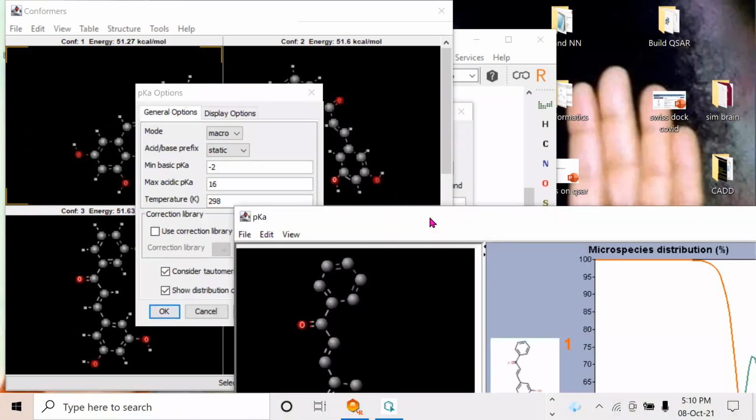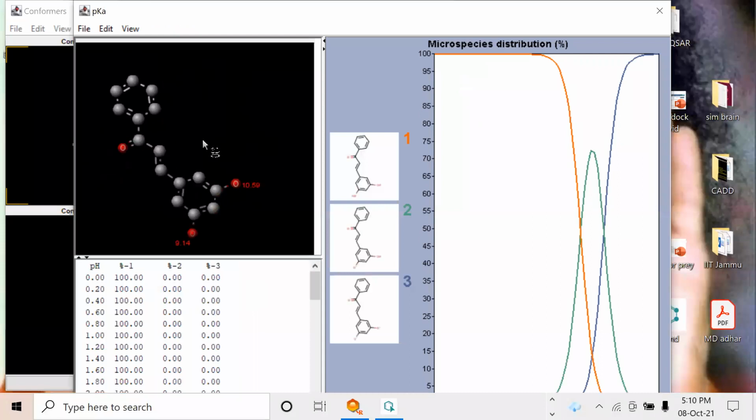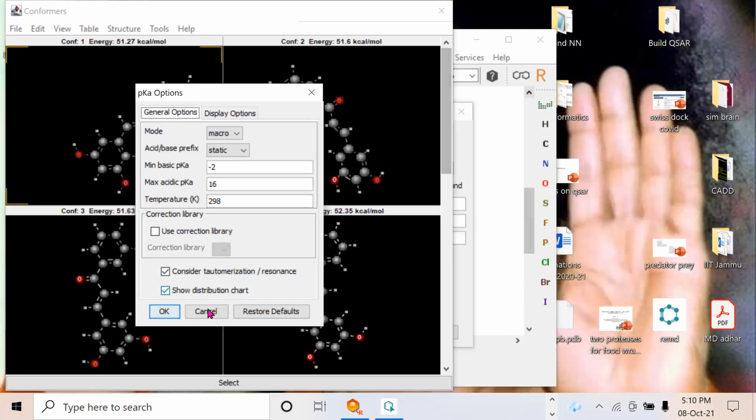It can give you pKa value also, so that's good actually. pKa. And that way it will be very useful for chemists. That's what I think.